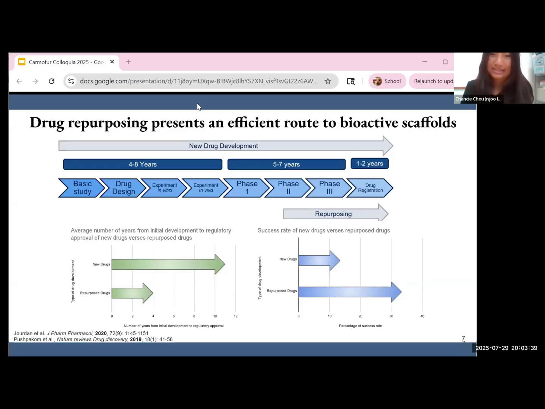So drug repurposing has actually been used for a really long time in order to optimize the speed of drug discovery, especially for new targets. So on the bottom left, you can see this chart showing that repurposed drugs usually take less time for regulatory approval. And this could be because it already has been tested for unexpected cytotoxic effects. On the right, it shows that repurposed drugs also have a higher percentage of success rate.